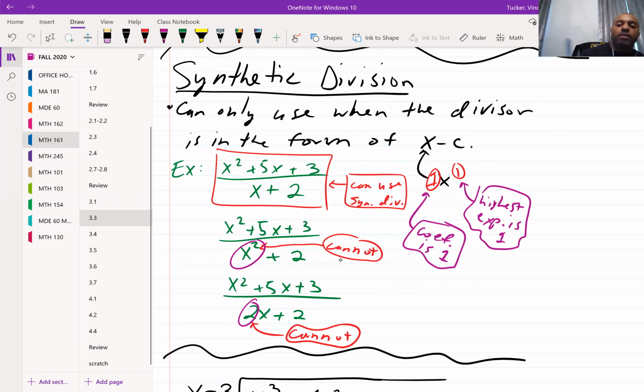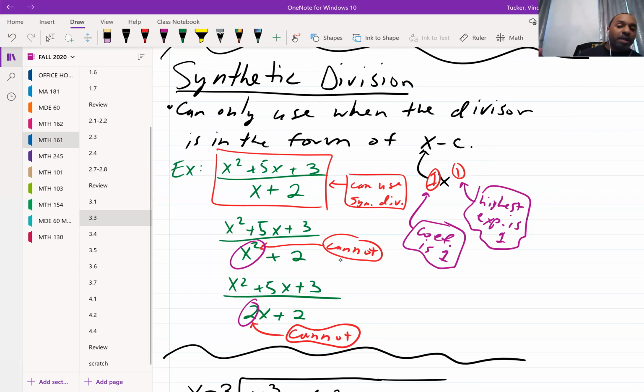In other words, you see x minus c. So in other words, the coefficient of x is 1 and the highest exponent of x is 1. So if anything's different, you cannot use synthetic division in that problem. So looking at this first one right here, notice that's x plus 2. I can use synthetic division.